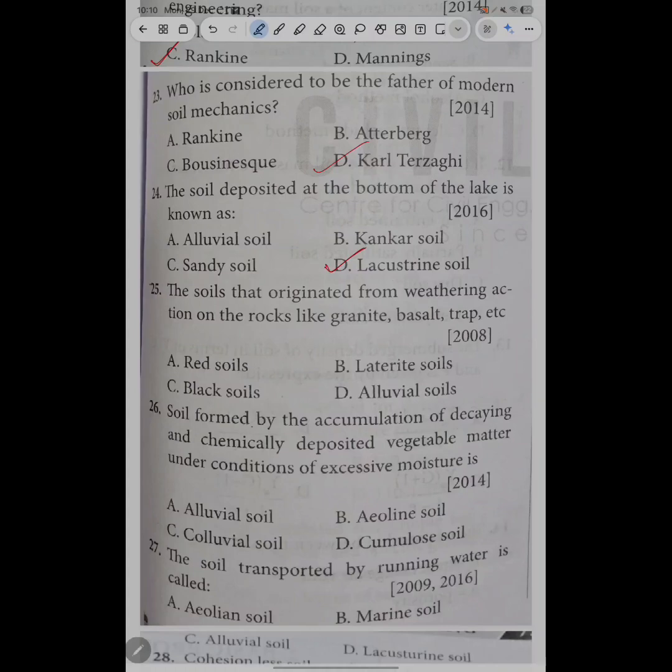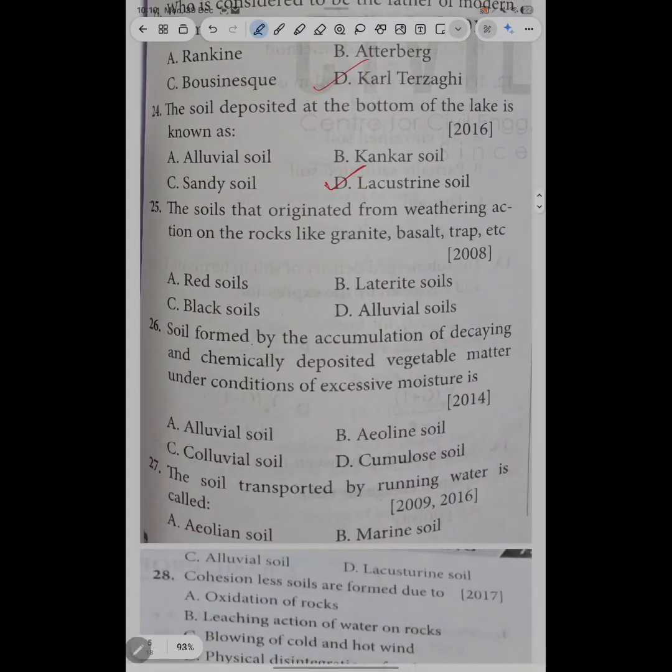Okay, D. Next question, the soil that originated from weathering action on the rocks like granite, basalt, trap, etc. is called black soils. So here the answer is option C, black soil. Next question, alluvial soil. These are transported soil. Then laterite soils. These are formed by leaching action.